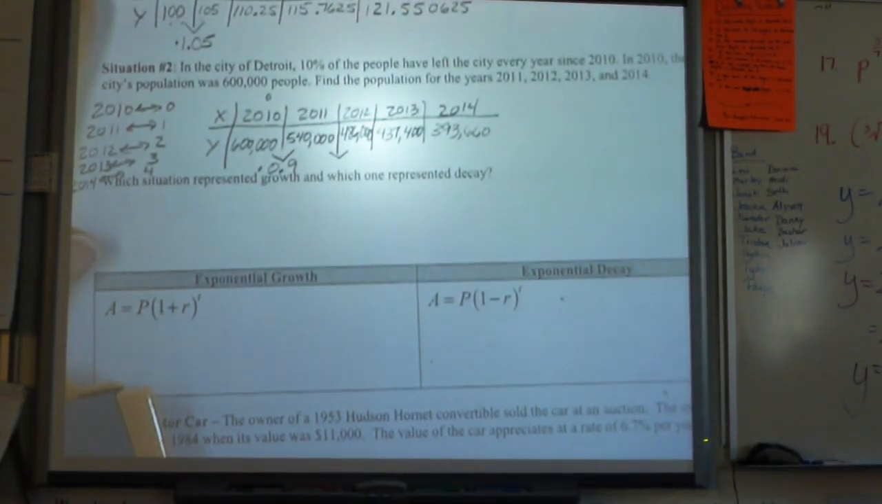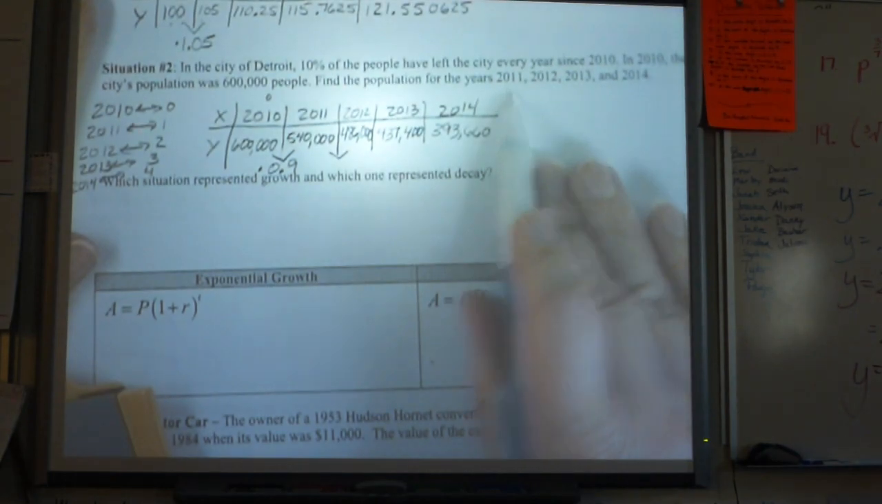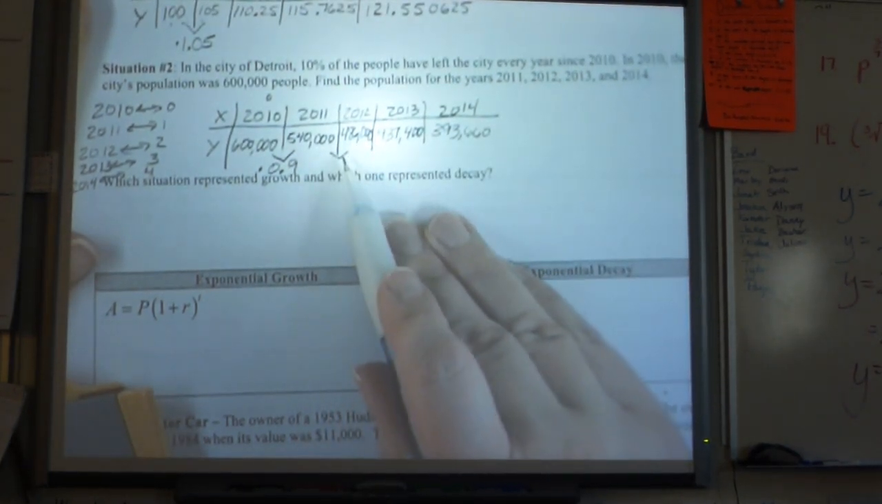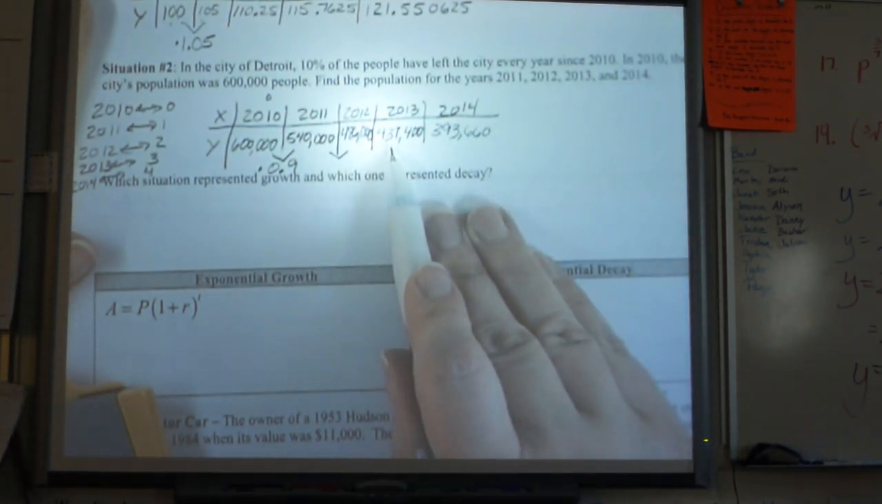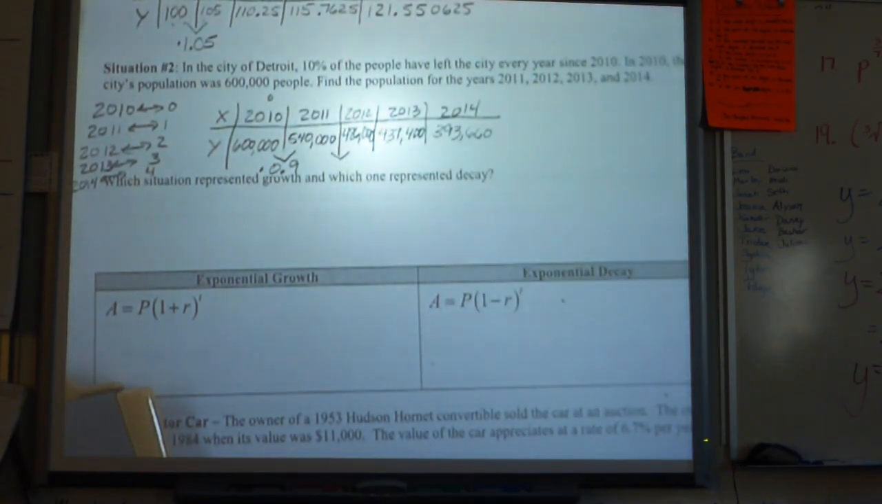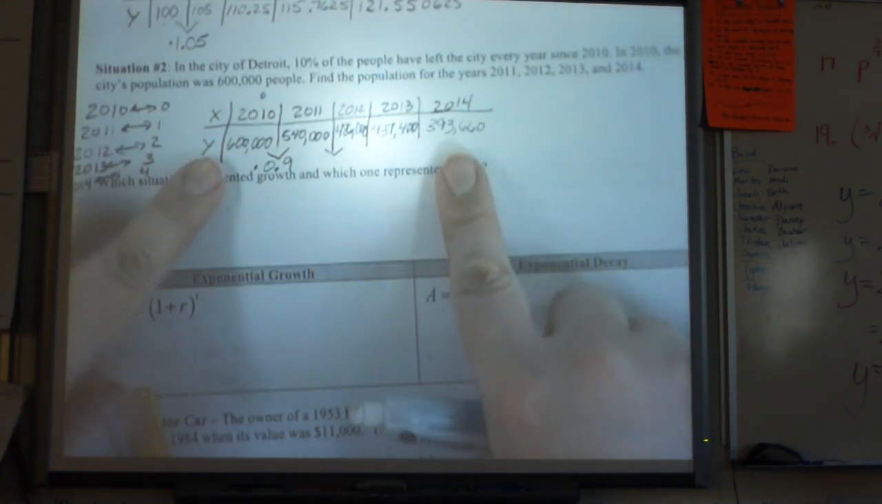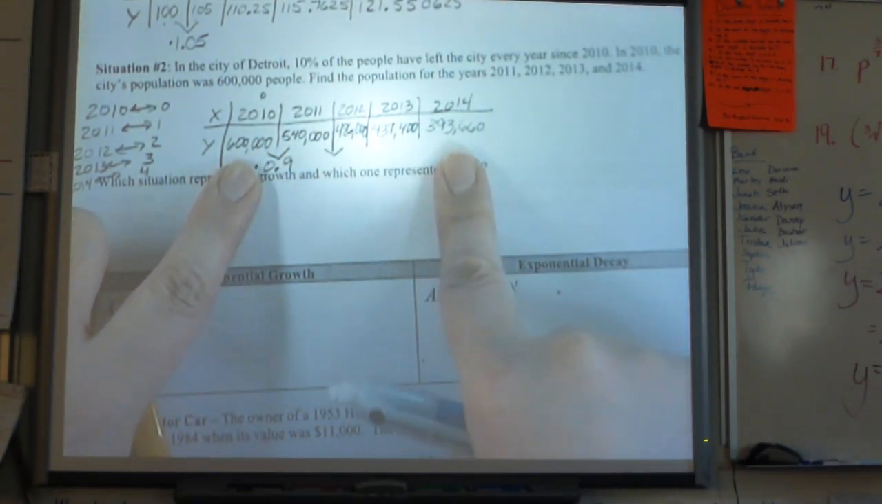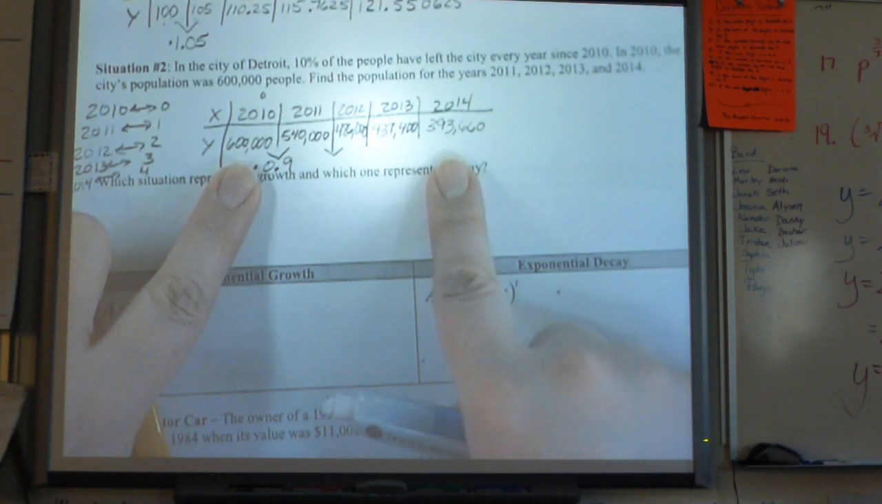Okay, so how many people were there at the end of the year 2011? 540,000. At the end of the year 2012, 486,000. At the end of 2013, 437,400. And at the end of 2014, 393,660 people. So while 10% doesn't sound like a lot, in just 1, 2, 3, 4 years, we're getting pretty close to half of the people leaving.